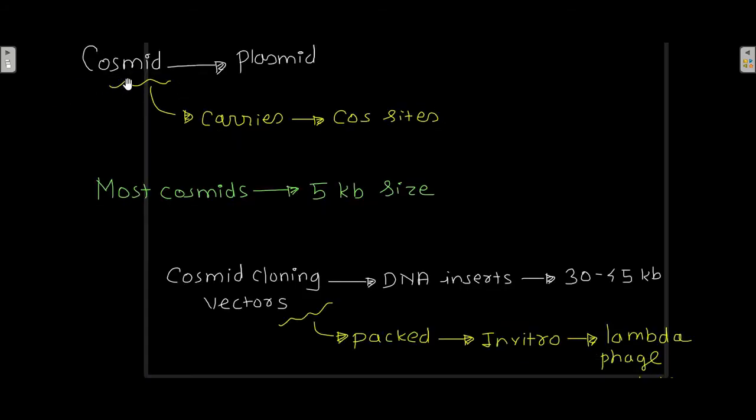Now, this Cosmid is a plasmid that carries cos sites. The thing is that if you have cos sites, then it can be packed as a virus, and this Cosmid is a plasmid which has the cos site, so this plasmid becomes able to be packed as a virus. So it increases its efficiency to deliver the DNA. Now, most Cosmids have a size of 5 kb. 5 kb is the general size of the Cosmids.